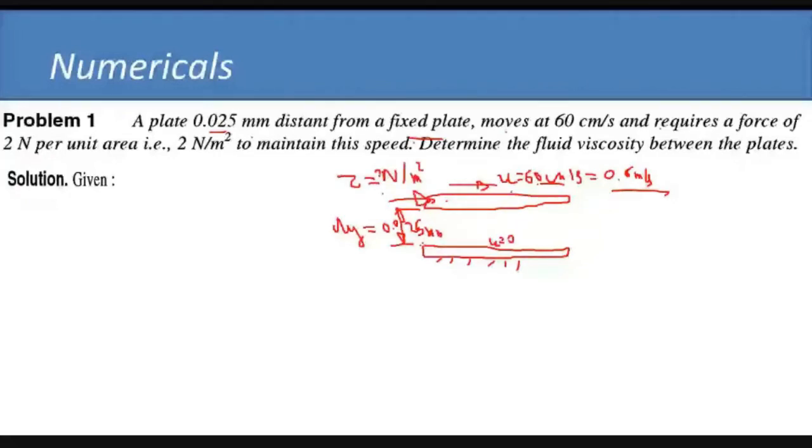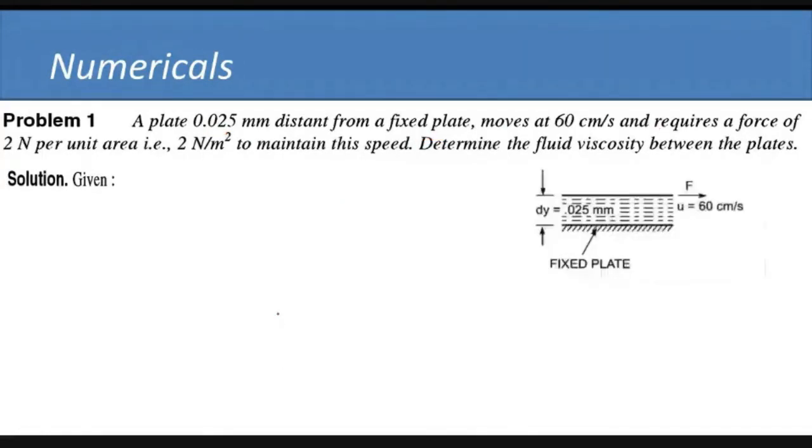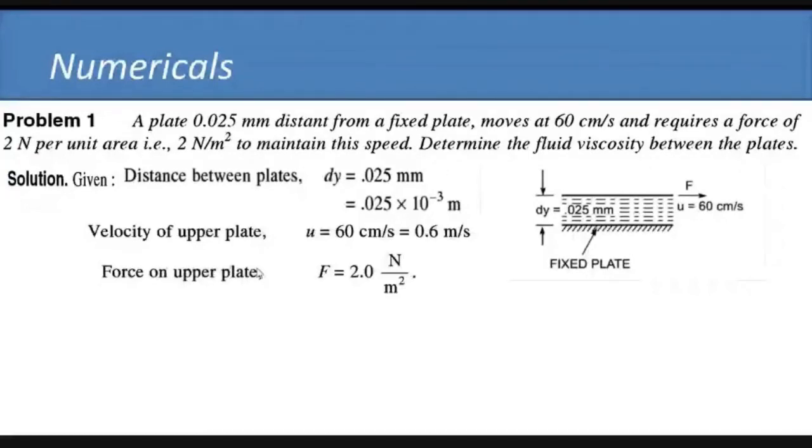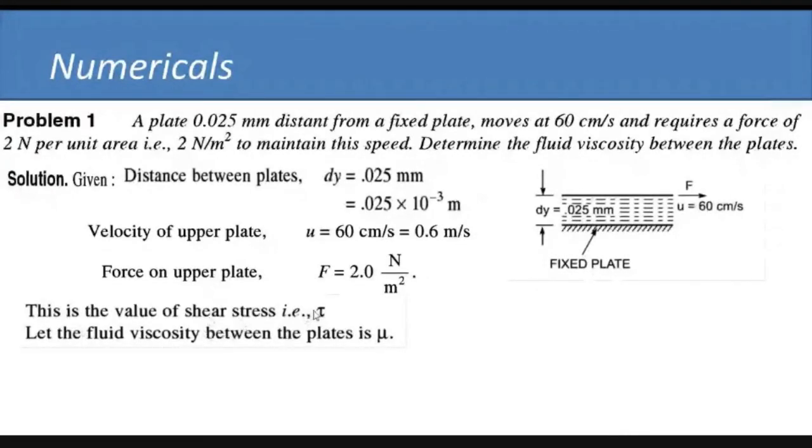So on this upper plate we are applying shear stress, and the magnitude of that shear stress is 2 N/m². Basically we are supposed to determine the absolute viscosity mu for the fluid filled between these two plates. So we can apply Newton's law of viscosity. We have seen dy is 0.025 mm, u is 60 cm/s, which in meters per second is 0.6 m/s. The force per area, that means shear stress, is given as 2 N/m². So there is only one unknown, viscosity mu. So apply Newton's law of viscosity.